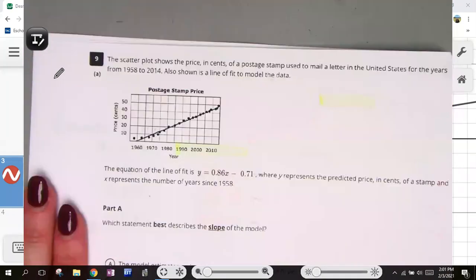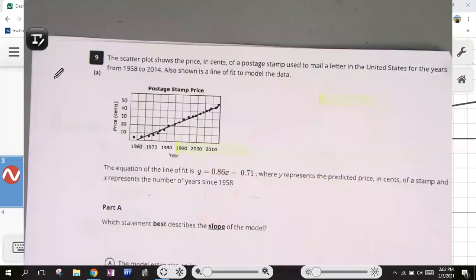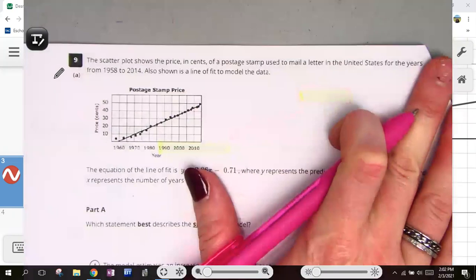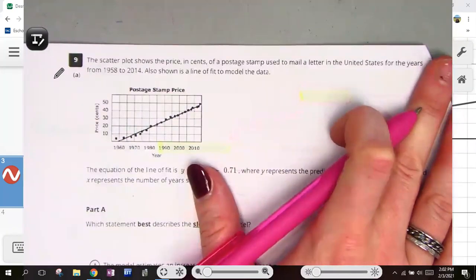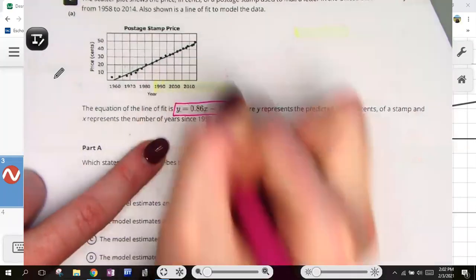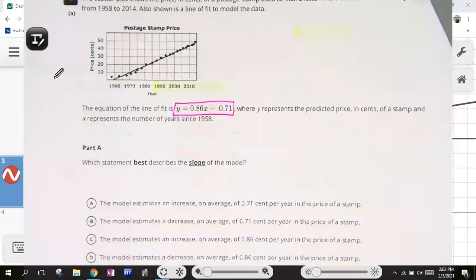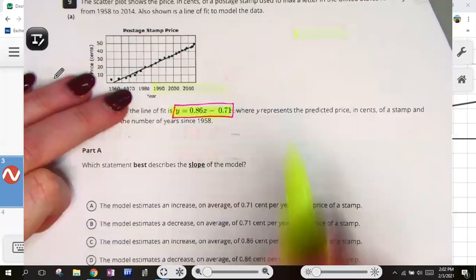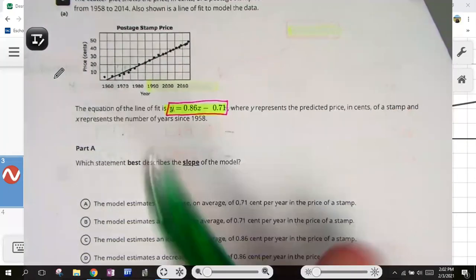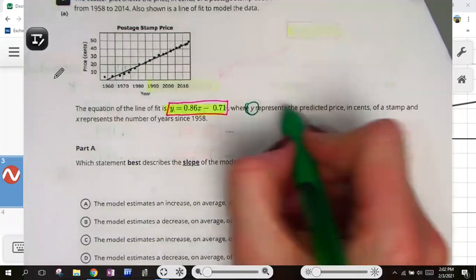Okay, number 9. Probably had a few questions on these, so let's talk about it. It says the scatter plot shows the price in cents of postage stamps used to mail a letter in the United States for the years from 1958 to 2014, along with a line of fit to model that. The equation for the line of fit is this. Okay, put a box around it, highlight it, do something because you need it. It's important. All right, in this equation, when we look at the Y, it represents the predicted price.